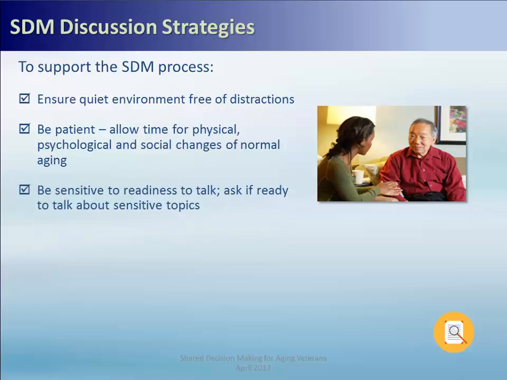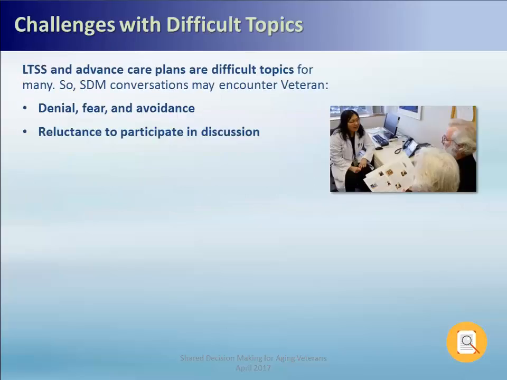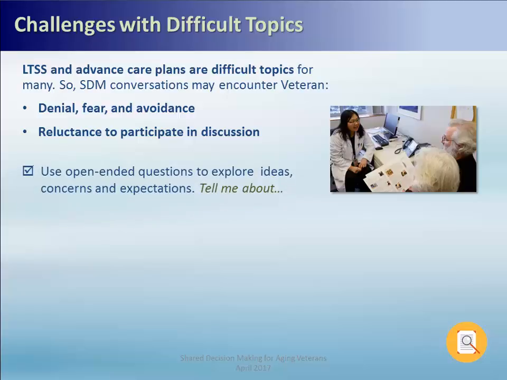And when talking with veterans and family caregivers, ask them if they are ready to talk about sensitive topics such as long-term services and supports or advanced care planning. Discussions about long-term services and supports or advanced care plans are difficult for many people and may be in part due to denial, fear, and avoidance related to discussing the aging process, chronic diseases, or getting worse, loss of independence, and death.